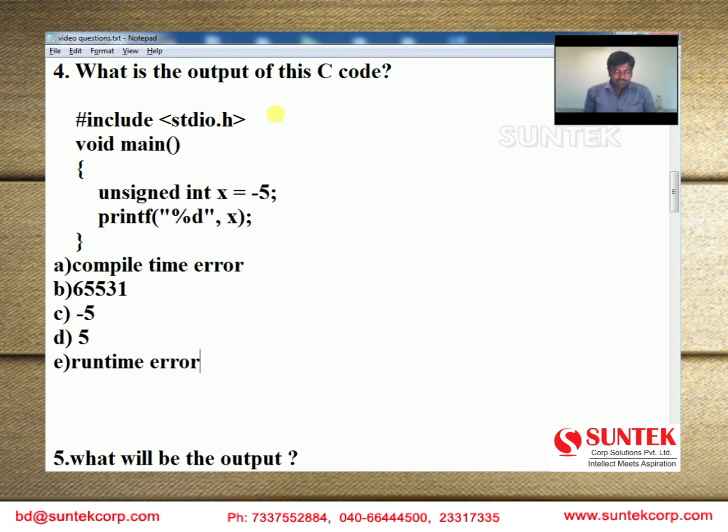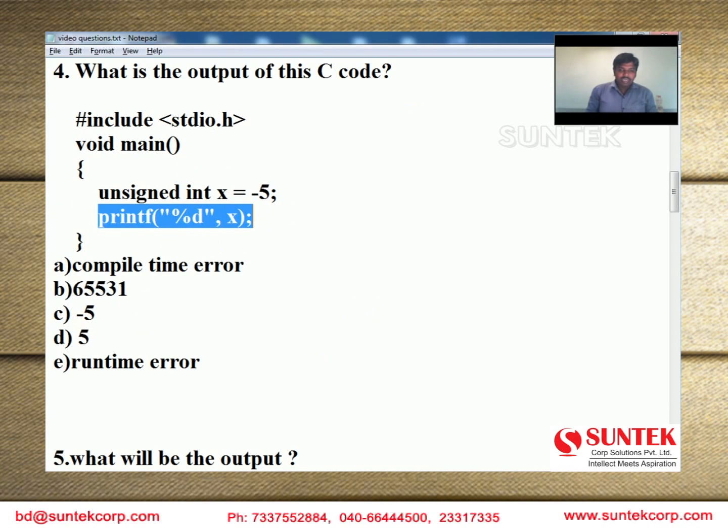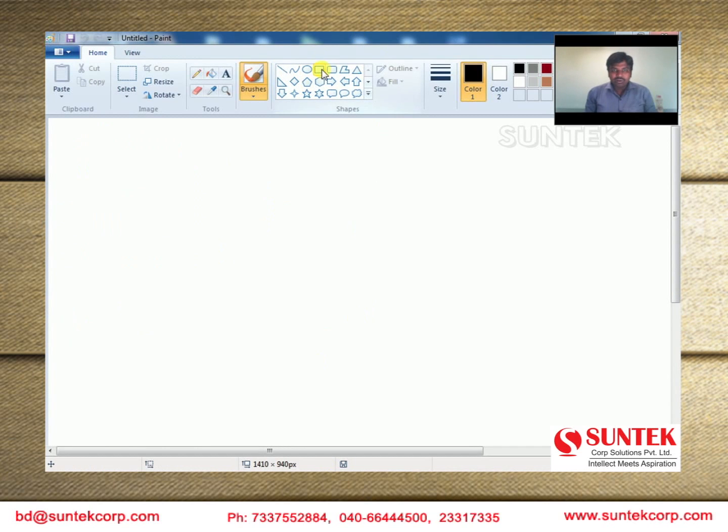Okay, next question is, what is the output of this C code? Here we have written unsigned integer x equals -1, printf percent u x. What is meant by unsigned integer? What is the value of x? Now I will show you. Normally data is stored in electronic devices as bits. Assume here 3 bits are there.